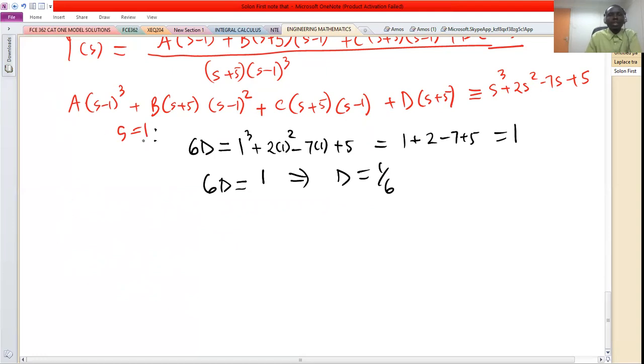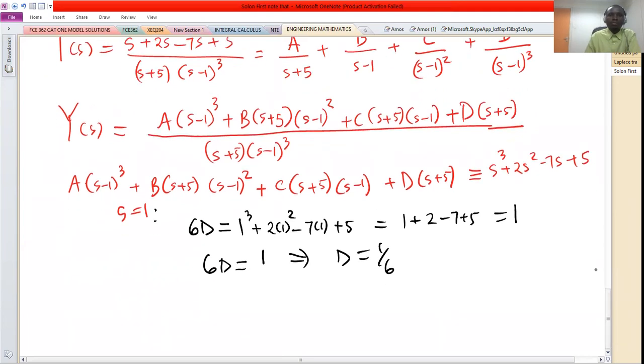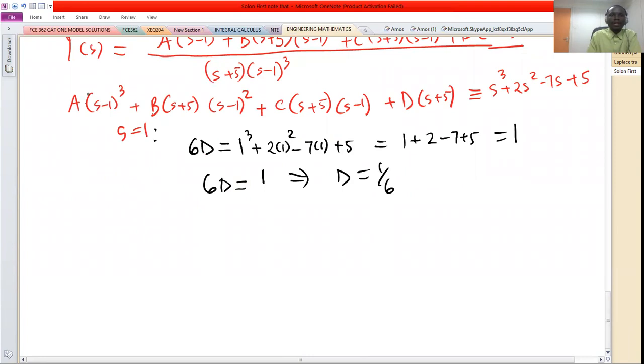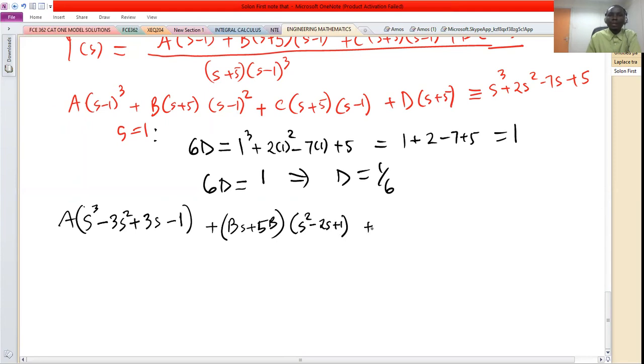So because now we have factors of s minus 1 in each of the terms, we'll be forced to expand this one so that we have s cubed minus 3s squared plus 3s minus 1 multiplied by a, and then plus b s plus 5b into s squared minus 2s plus 1, open, and then plus c s plus 5c multiplied by s minus 1, also open.